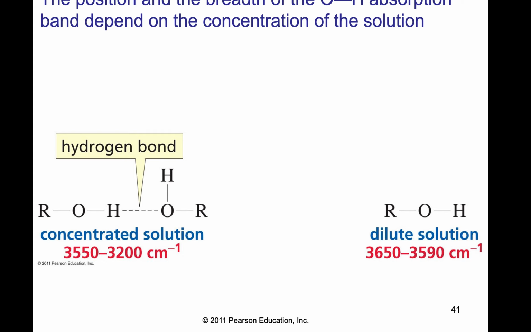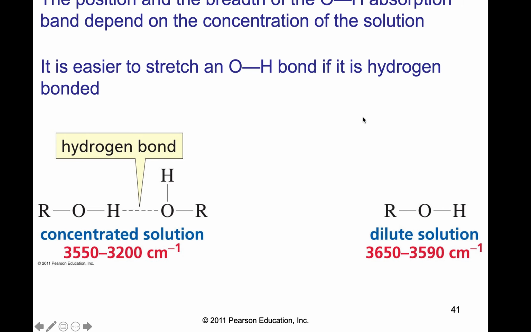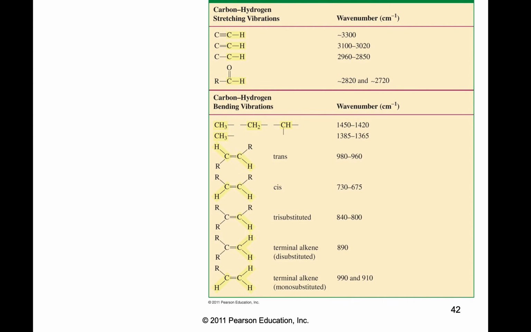If you have a very concentrated solution, you're going to get heavy-duty hydrogen bonding, and you'll get 3550 to 3200, a very broad band showing up. But if you dilute that solution and don't have hydrogen bonding, it'll sharpen to 3650 to 3590. So how you prepare that sample will change the appearance of it because of hydrogen bonding.